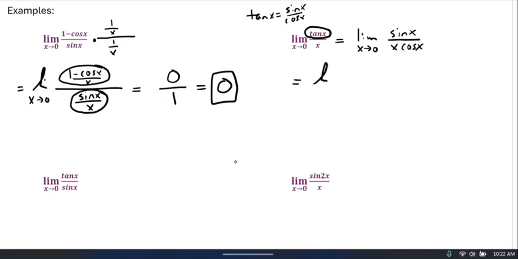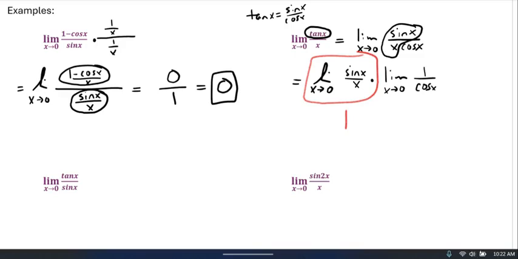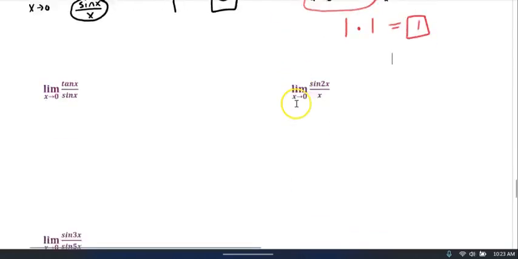I can then use the limit law that allows me to think about this piece, sine x over x, times the other piece, the limit as x goes to 0 of 1 over cosine x. So this first piece on the left, that's the one that we proved. That's 1. And then the one on the right, I can just plug in the 0, because cosine of 0 is 1. So 1 times 1 being 1. That's our value there. Okay, take a look at a couple more, and then we'll be finished.